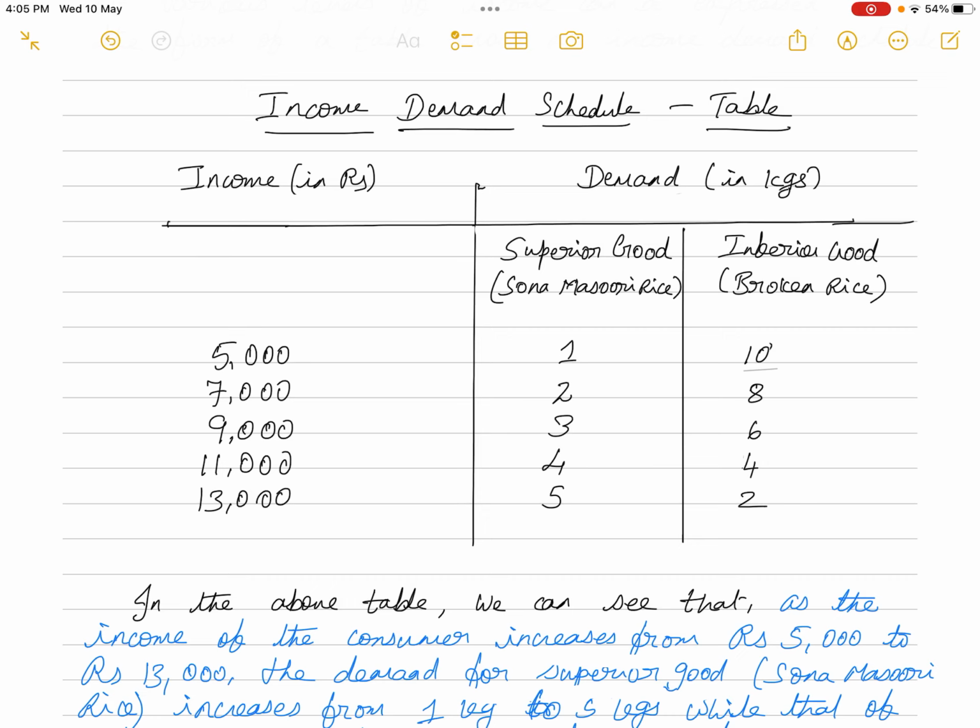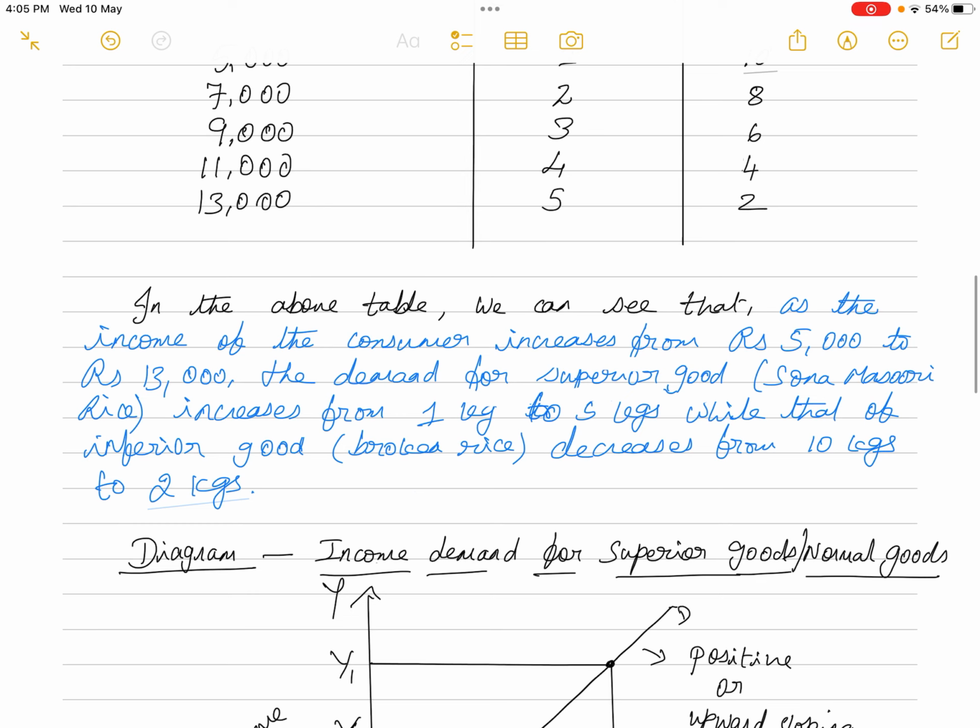When the income of the consumer increases, the demand for broken rice, an inferior good, will decrease. That is an indirect relationship. But the demand for the superior good, that is Sona Masuri rice, is increasing. That's why they have a direct relationship. Okay, the same thing to be written in words.